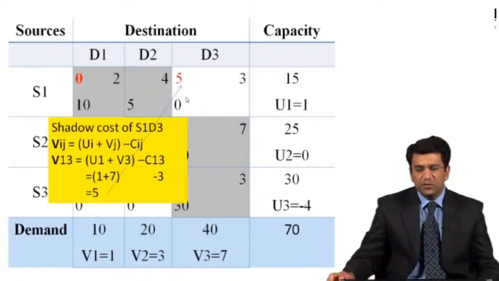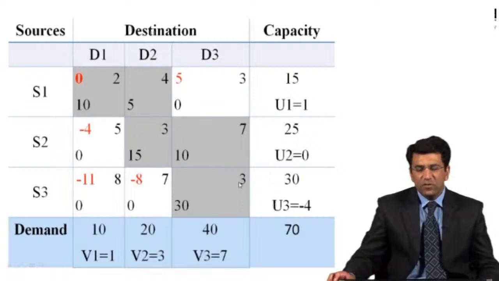So let's calculate the shadow cost for this particular cell S1D3, which is a non-occupied cell, an unfilled cell, or actually a non-basic cell. Again class, we will use the same formula, that is V13. This S1D3 cell represents first row, third column. So V13 is equal to U1 plus V3 minus C13, that is again the per unit cost, 3, written on the upper right corner. If we put the values of U1 and V3, that is 1 and 7, 1 plus 7 minus 3 will become equal to 5. So 5 is the shadow cost, and you can always write this shadow cost in the upper left corner. You should write all of these costs in a manner that you can easily identify what is the per unit cost, what is the shadow cost, and what is the amount to be transported in a particular cell.